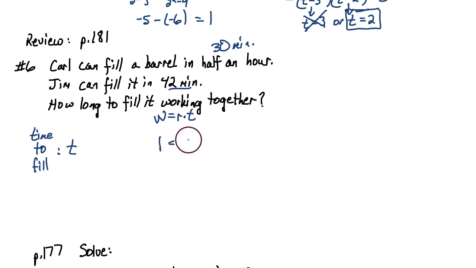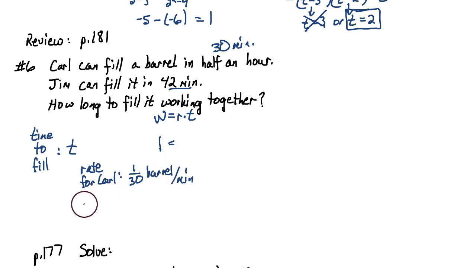Part of that work is done by Carl, so let's take his rate and multiply by his time. But what was his rate? Over here on the side, let's define Carl's rate. If he can fill a barrel in 30 minutes, then he can complete 1/30th of a barrel per minute. Since we just figured out Carl's rate, let's also find Jim's rate. We know we're going to need that too. If it takes Jim 42 minutes to fill one barrel, then he can complete 1/42 barrels per minute.